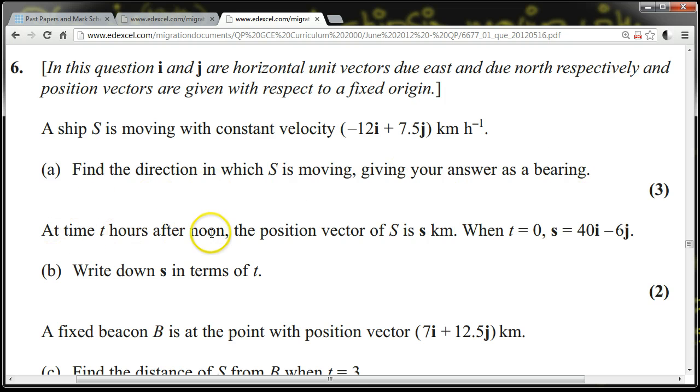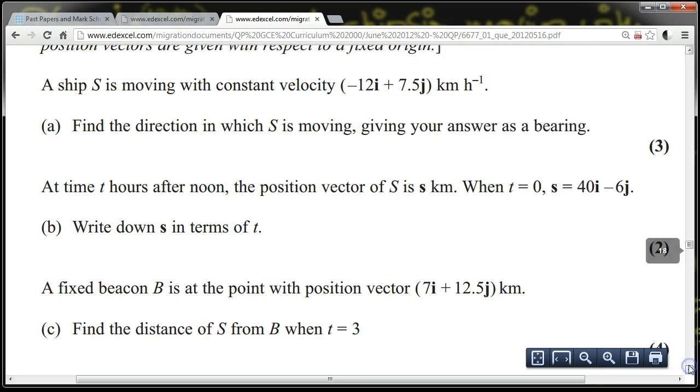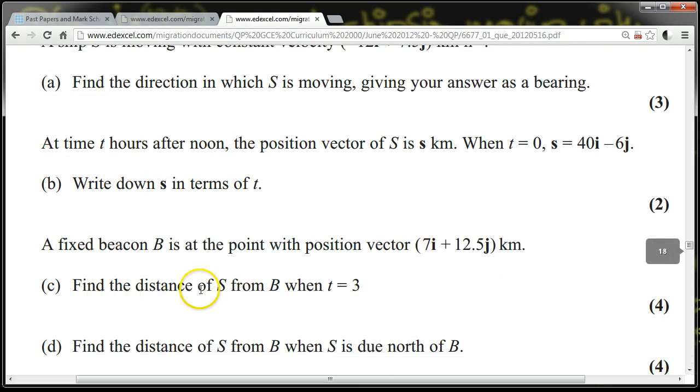At time t hours after noon, the position vector of S is s kilometers. When t equals 0, S is 40i minus 6j. Write down s in terms of t. A fixed beacon B is at the point with position vector 7i plus 12.5j kilometers. Find the distance of S from B when t equals 3, and find the distance of S from B when S is due north of B.